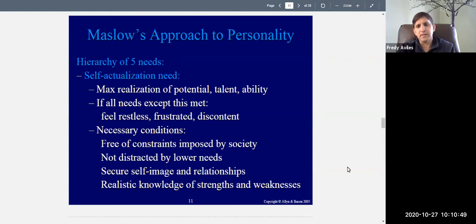You need to secure self-image and relationships. You need to know who you are, right? And you need good relationships with people, right? People who love you and who you love and love you back and treat you well, right? Not people who mistreat you, because that will make it harder to self-actualize. You need realistic knowledge of your strengths and weaknesses. You need to know who you are. There are some things you're meant for and some things you're not meant for. And you need to know what you are good at and what you are meant for, right? And that will be a clue to what you can do to self-actualize.